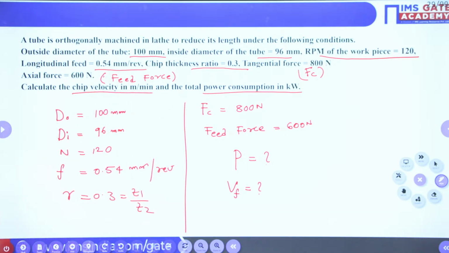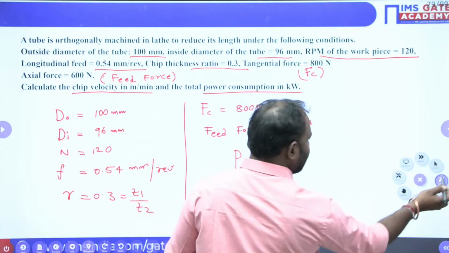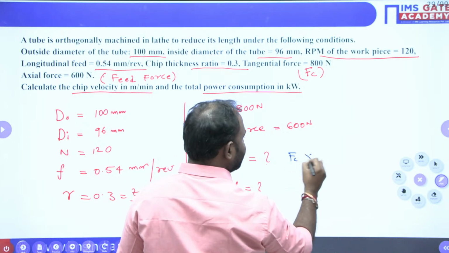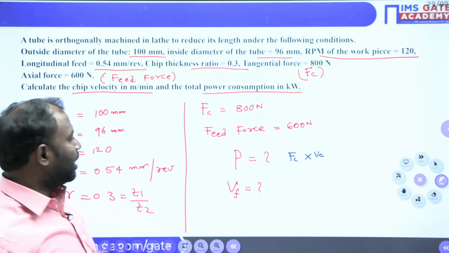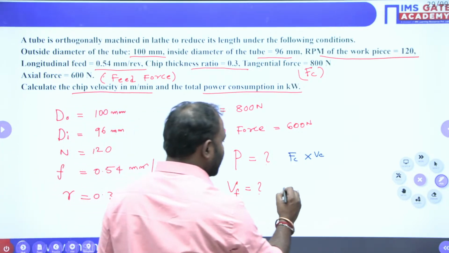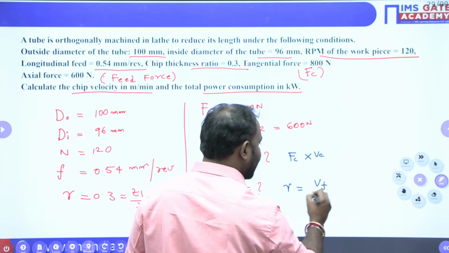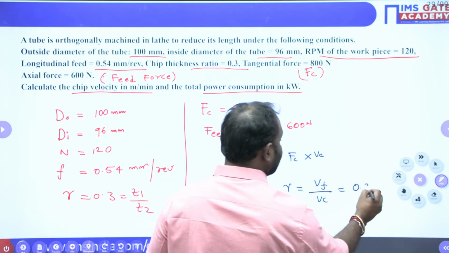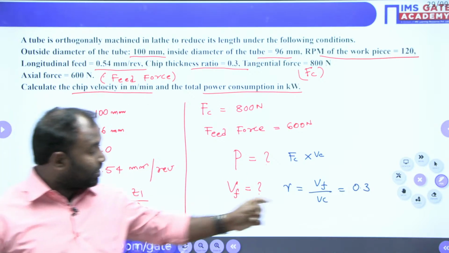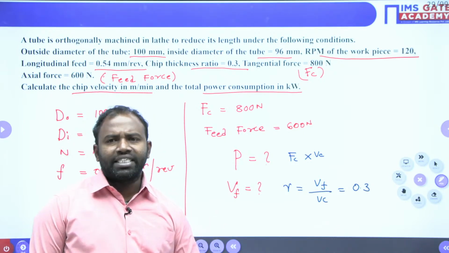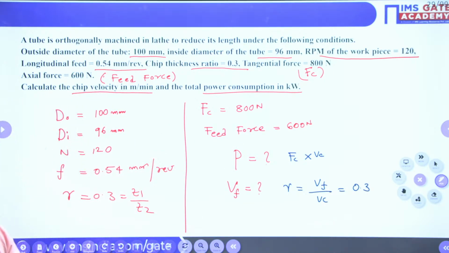Now we know the power formula is FC into VC. FC we know, but we don't know VC. We have a relation R equal to VF by VC, and R is 0.3. If we are able to find the cutting velocity for this question, the entire problem will be solved. Let us go and solve this question.